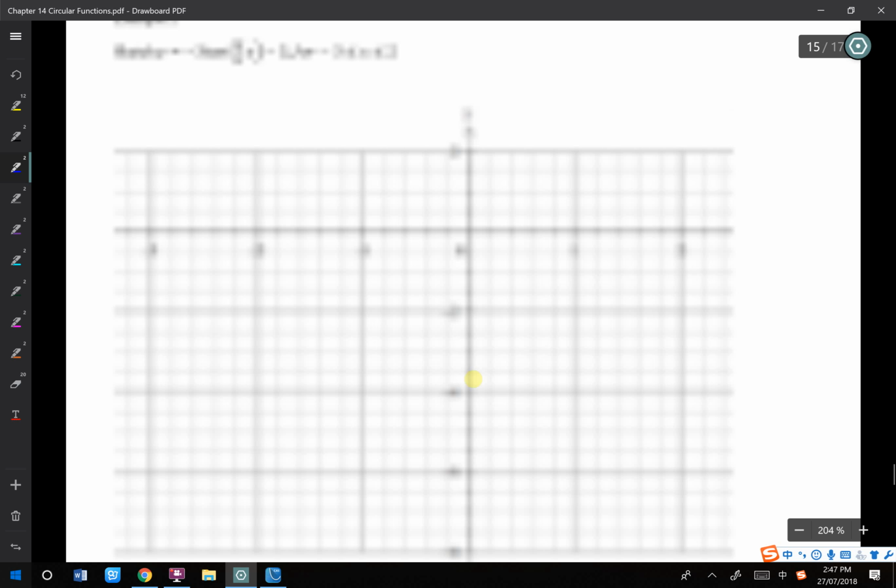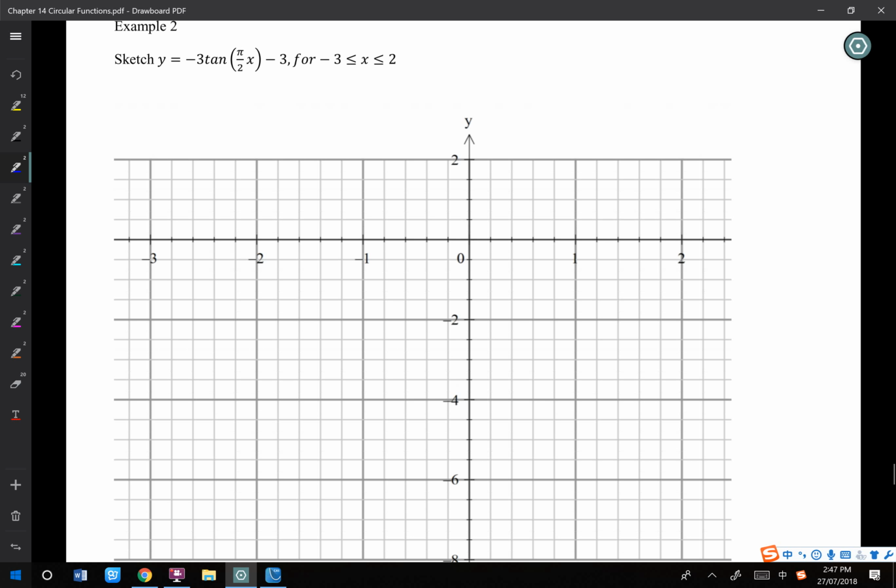Okay, so what I will ask you to do now is use the same method to sketch this one by yourself. When you finish, that's the end of the lesson. I will show you the answers later. Just try to sketch that one, but use the same method.